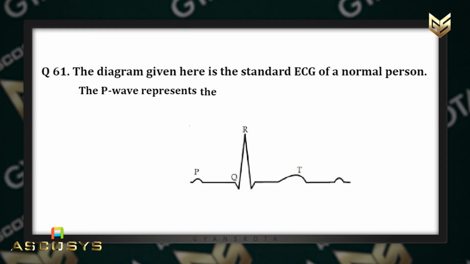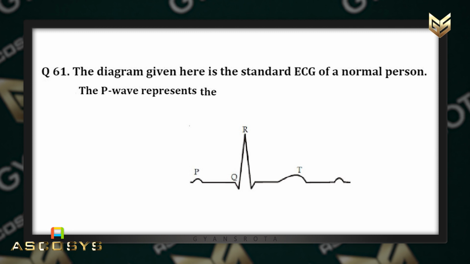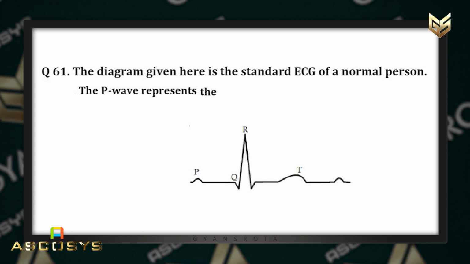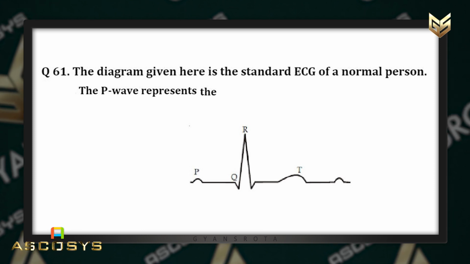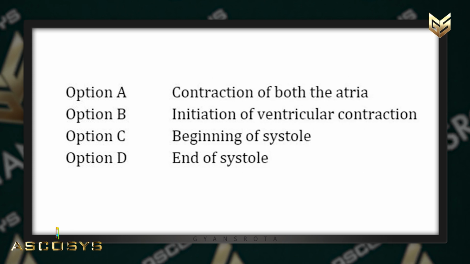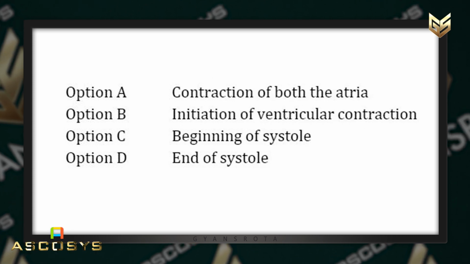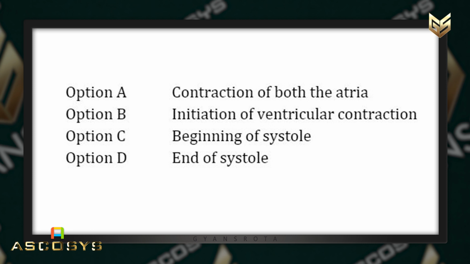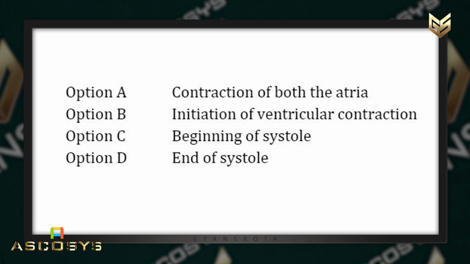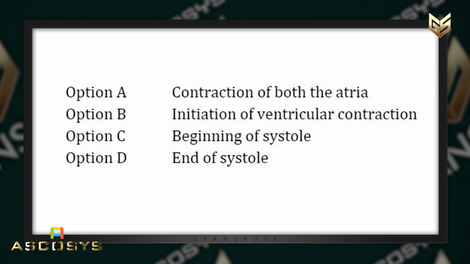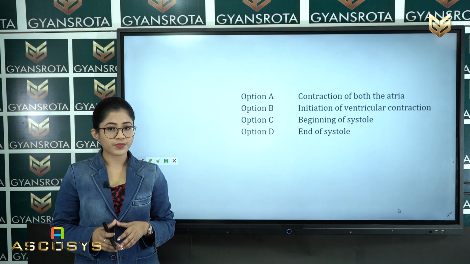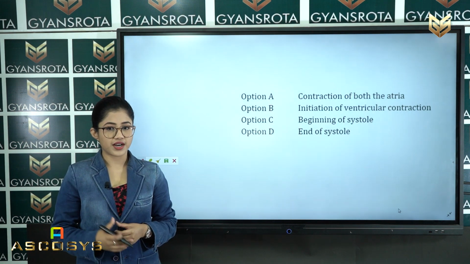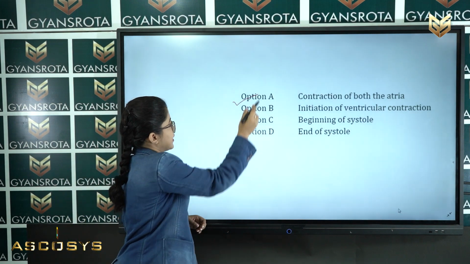In question number 61, you can see the diagram which is given. Here is the standard ECG of a normal person. Now the P wave represents, let's see the options. Option number A, contraction of both the atria. Option number B, initiation of ventricular contraction. Option number C, beginning of systole. Option number D, end of systole. This is from the chapter Breathing and Exchange of Gases. So what does the P wave represent? It represents the contraction of both the atria, which means option number A is the correct answer.